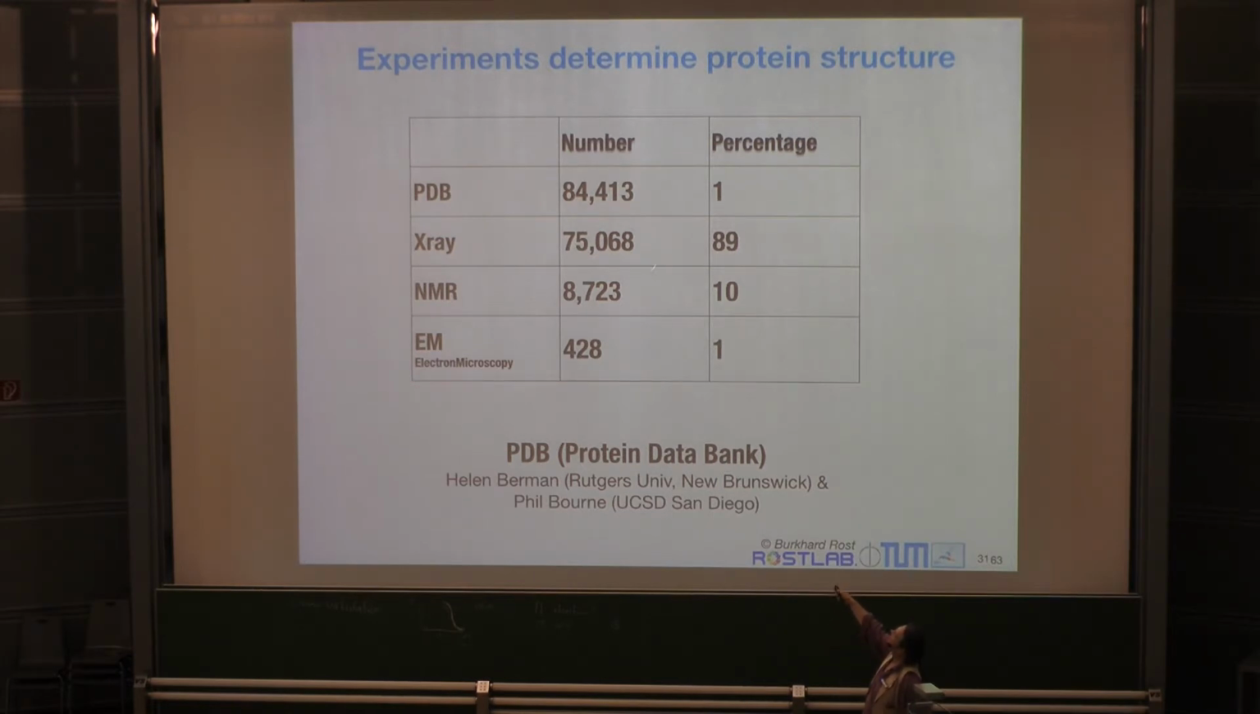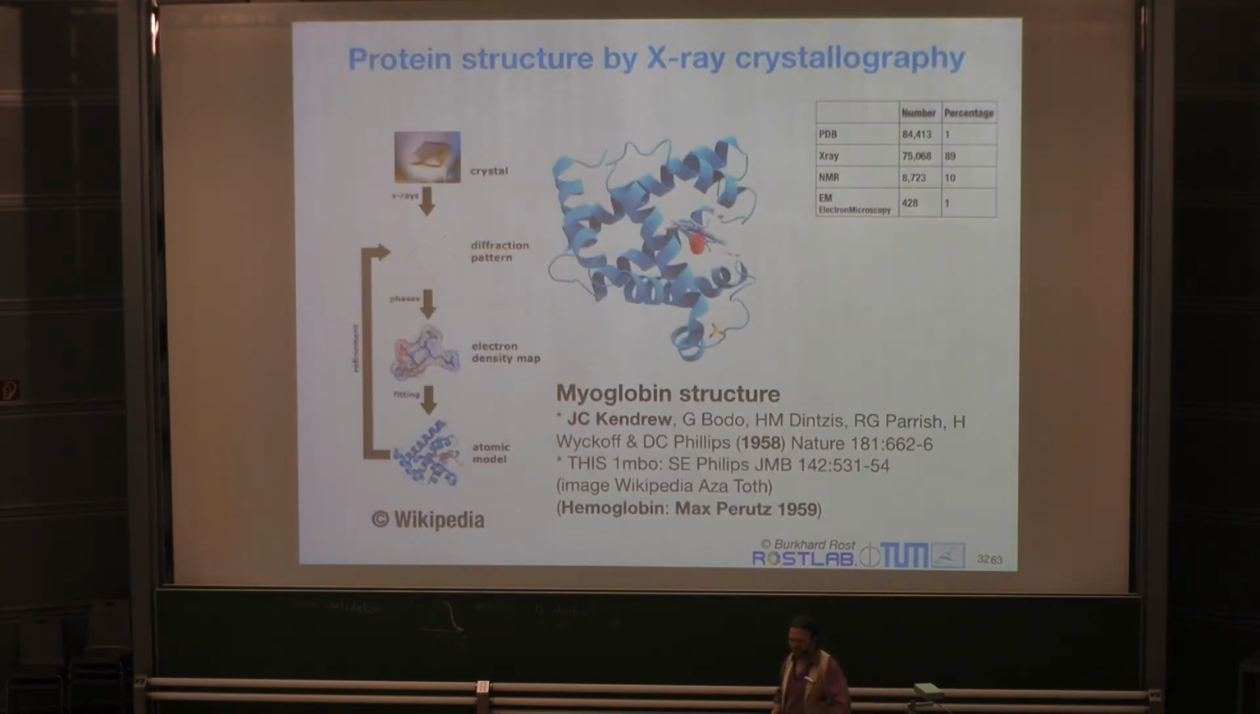X-ray is 75,000, so 89% of all the known structures are from X-ray. So percent here means percentage of all the proteins, percent from below this line, and I should visually separate that, means the percentage of this number. X-ray, NMR, EM. Let's begin with X-ray.